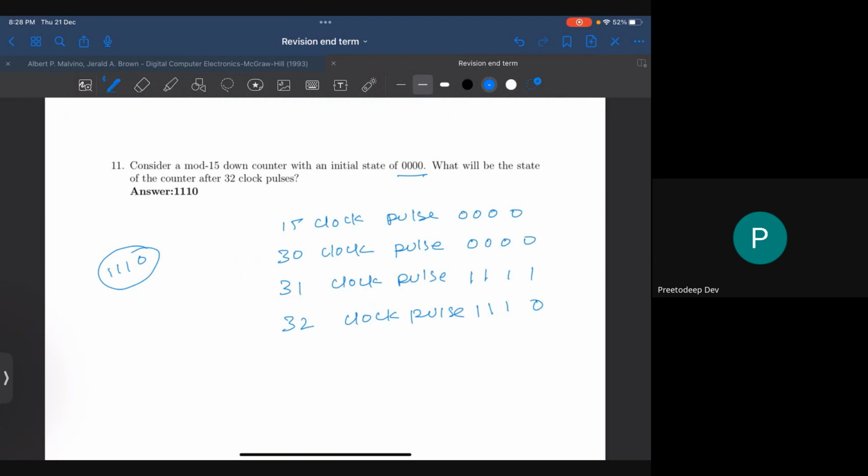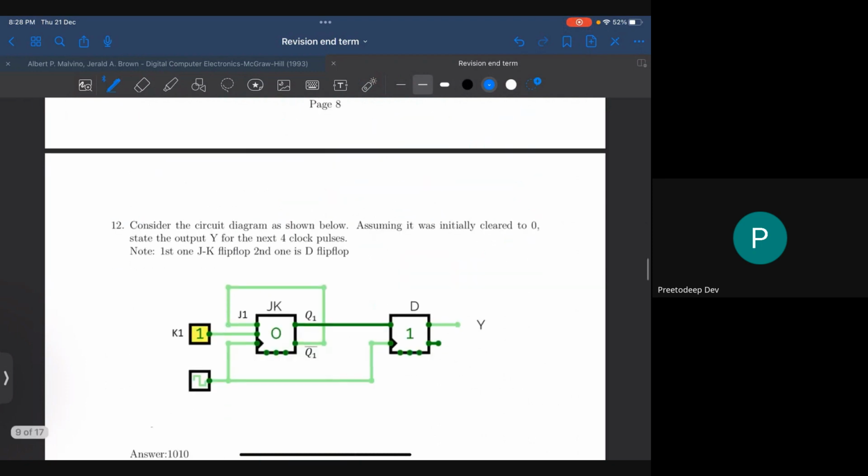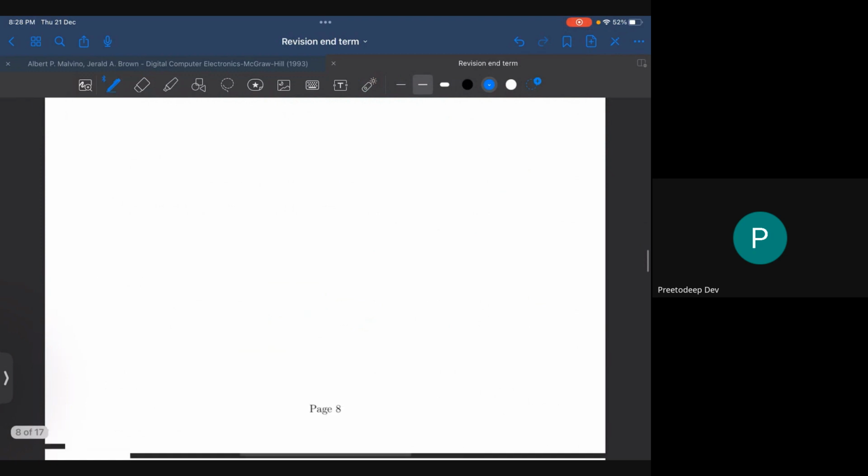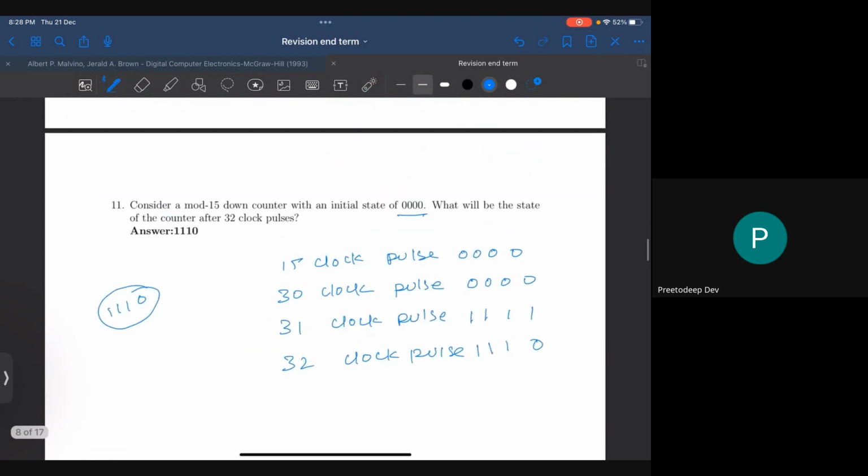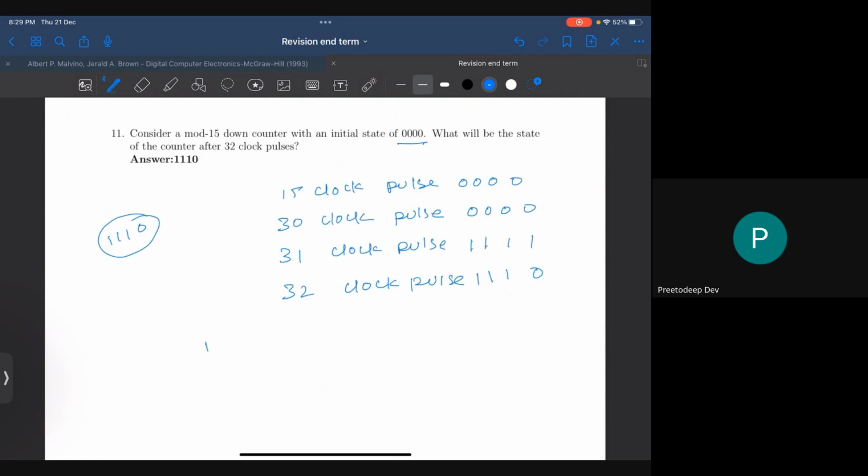Okay. So he's asking, can you run through the first few pulses for this? Okay, first few pulses. Okay, so the initial state will be 0 0 0 0, right? At the first clock pulse, it will be a down counter, right? So it will be 15.